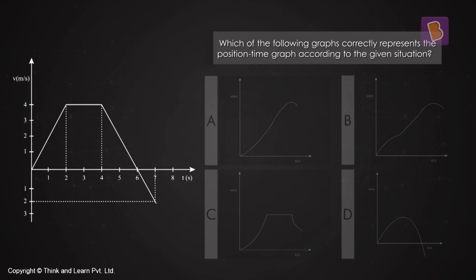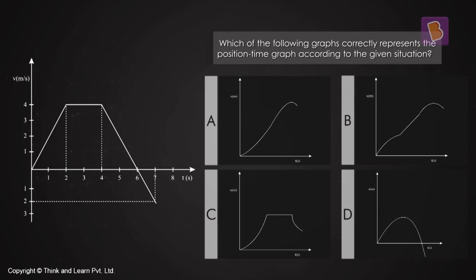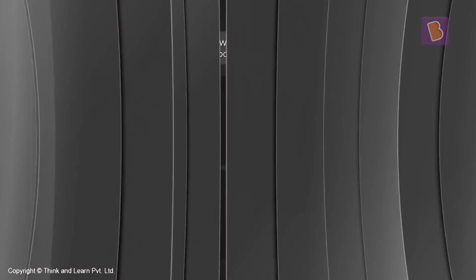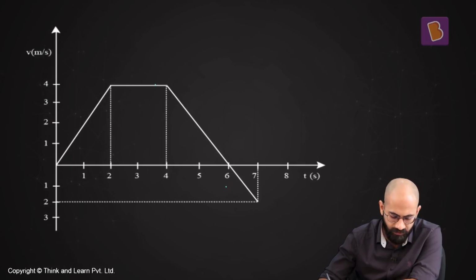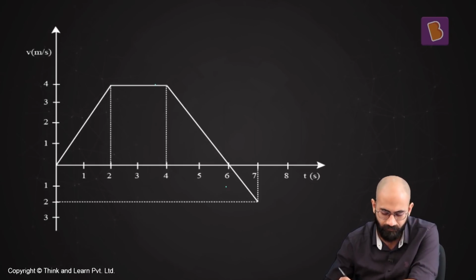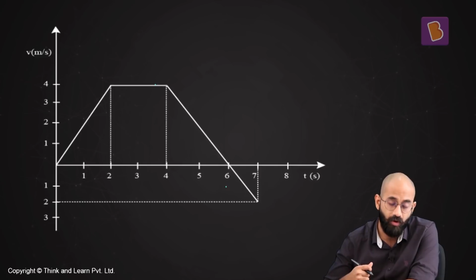Now, if you look at the options, you'll notice that there are no values over there. So we don't really have to worry about where the graph is changing and all that stuff. But what we need to worry about is what the graph will generally look like in terms of slope, etc. Now, since this is the velocity time graph, we have to make a position time graph of this.